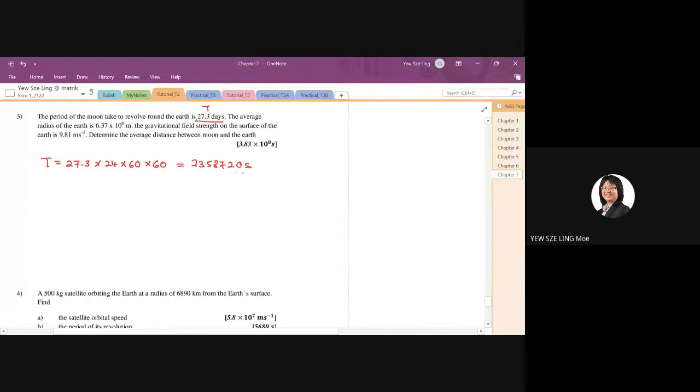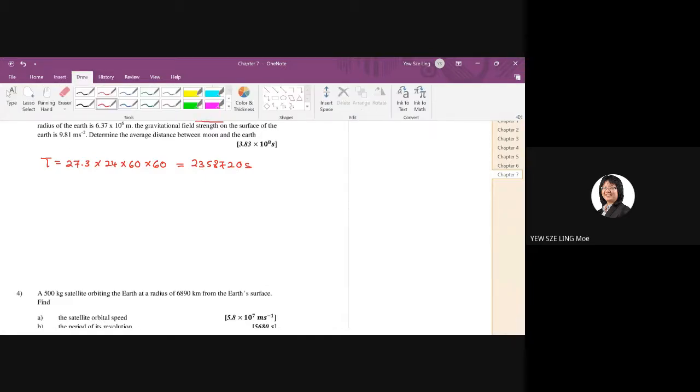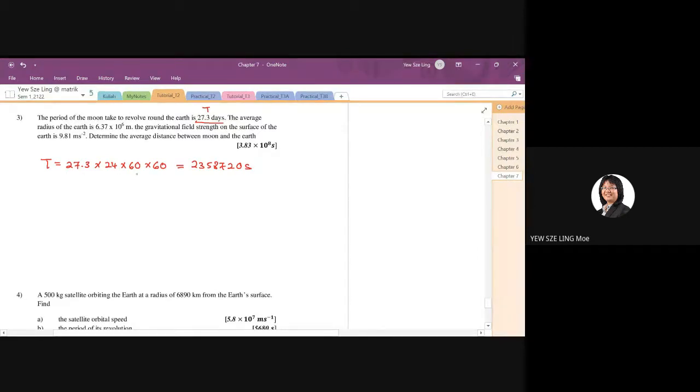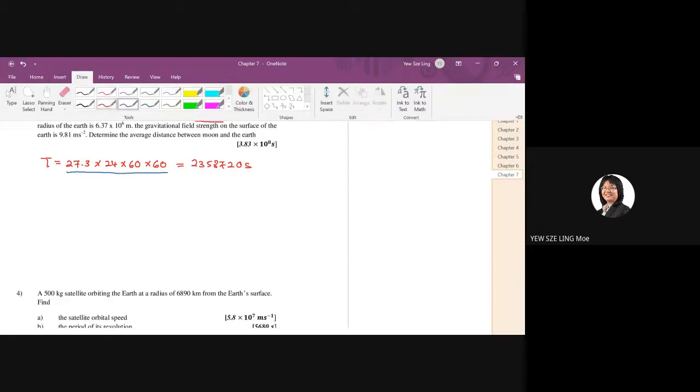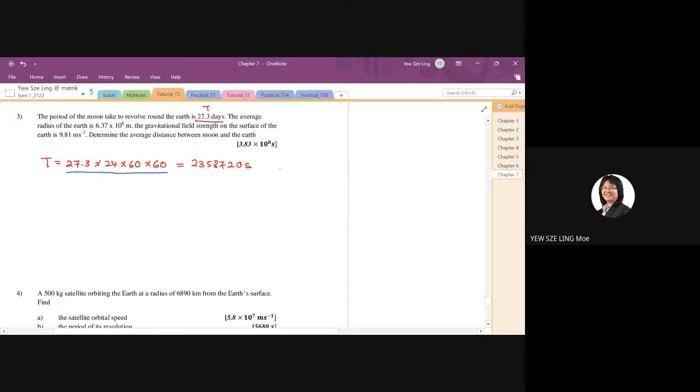Now I can leave it like this first. It's fine, because this is not the final answer yet. For the final answer, I need to write it in power form, in the prefix form. But before you reach the final step, it is up to you how you want to display your answer. So T is equal to that value in seconds. Or you can even keep this part first. If you don't want to calculate, you want to keep this part, no problem either. This is just for your own notes.